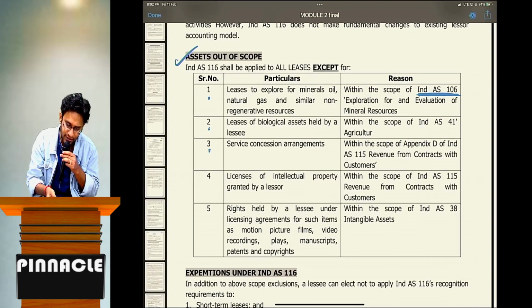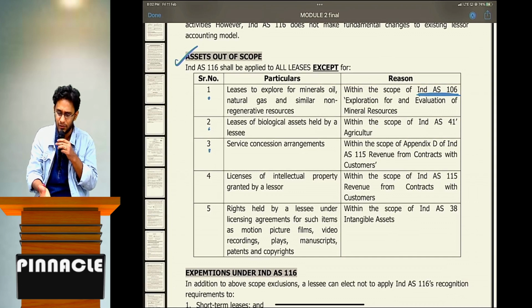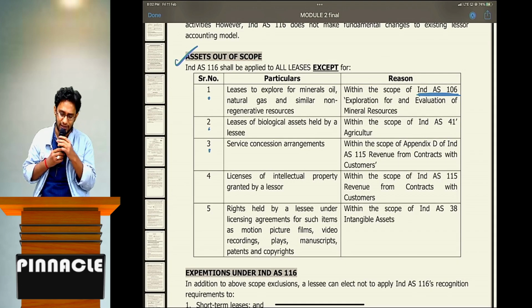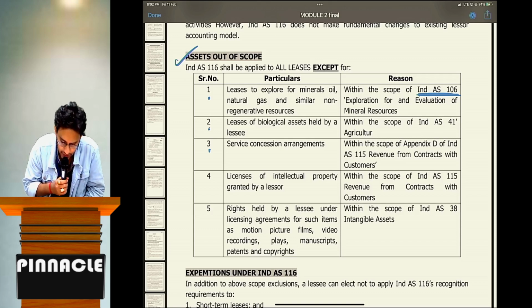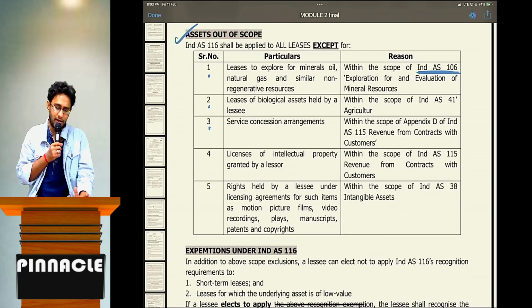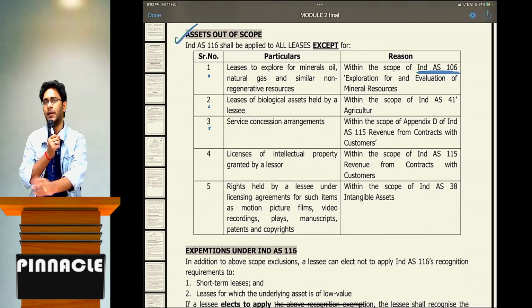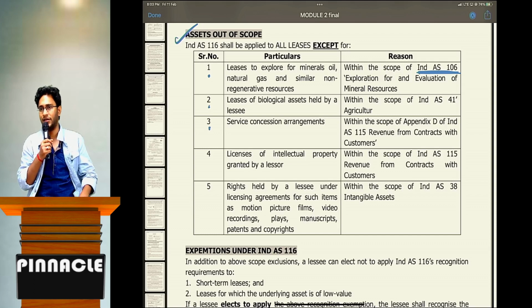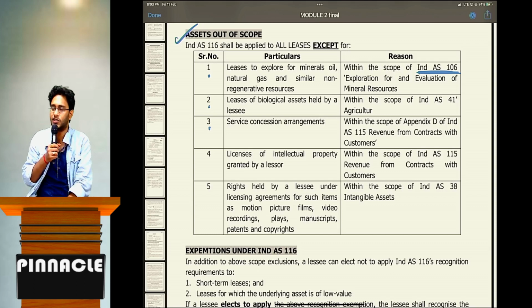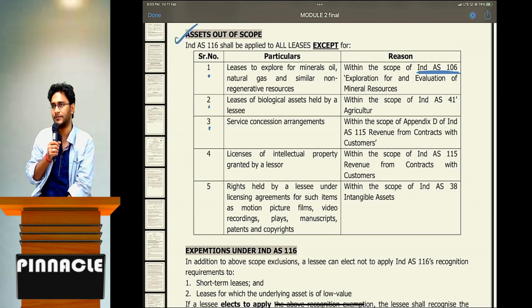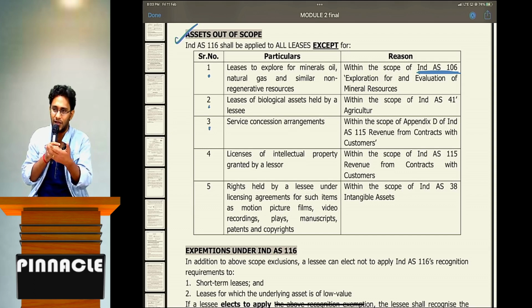Next, service concession arrangements. Now this is again the subject matter of Ind AS 115, the next standard. At that time I'll tell you what a service concession arrangement is. So timing-wise, let's not go into that. So it's like this, sir. Generally public private partnerships. What happens is, a highway is there, sir. Whose responsibility is it to build these highways? Government. What government does is, they have contracts with companies.